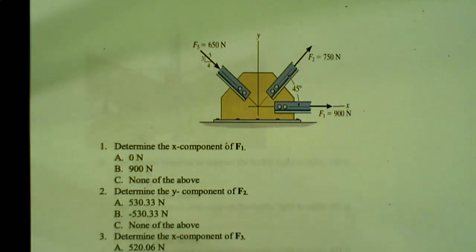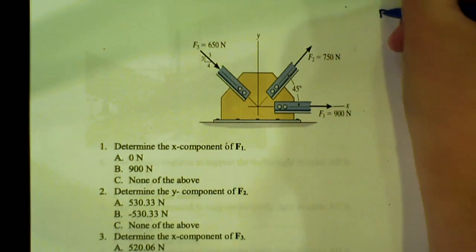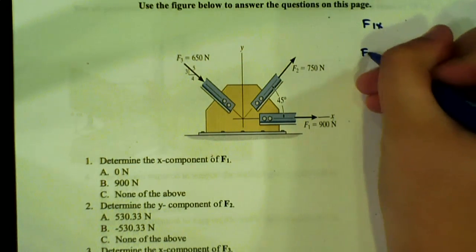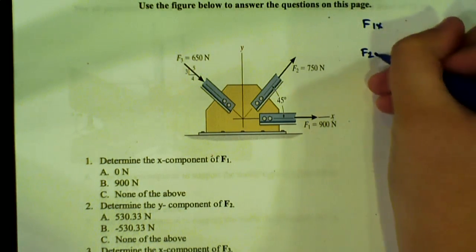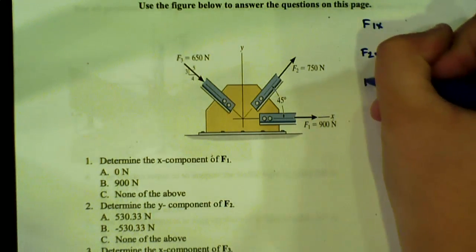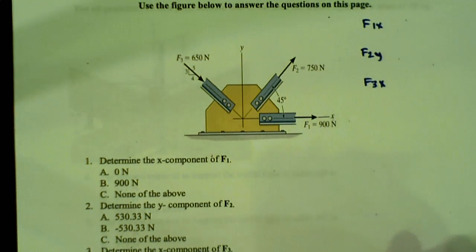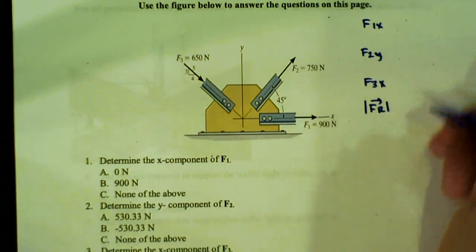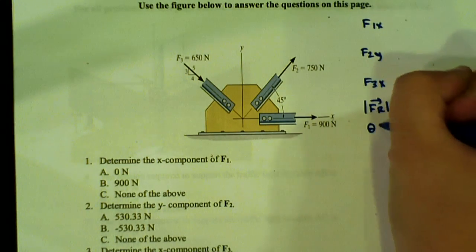So for problems like these, I would recommend if you just have a random picture on the page, try and read each of the problems first before just diving into it to see what you are going to have to find at the very end, to see if any of it relates. So in this case, we know we have to find our F1x, we're going to have to find our F2x or F2y, our F3x, the magnitude of the resultant force, and the direction of our resultant force.